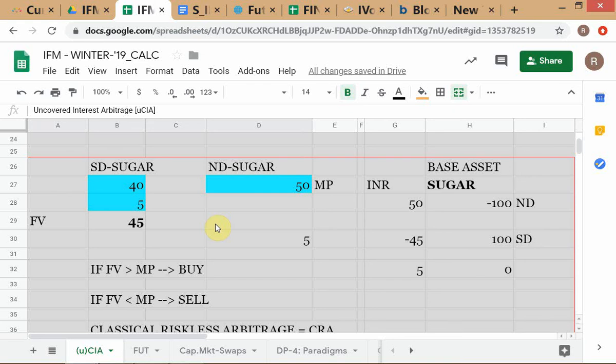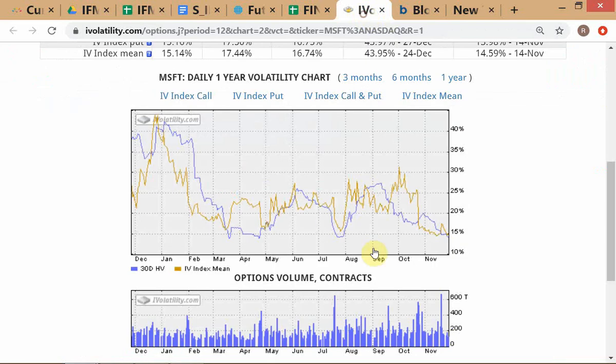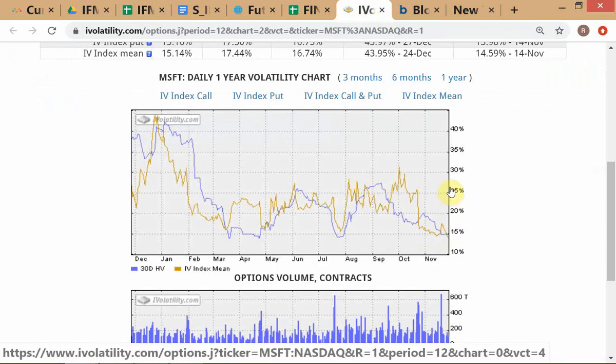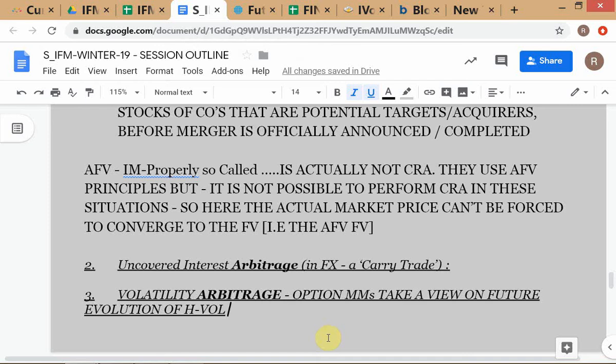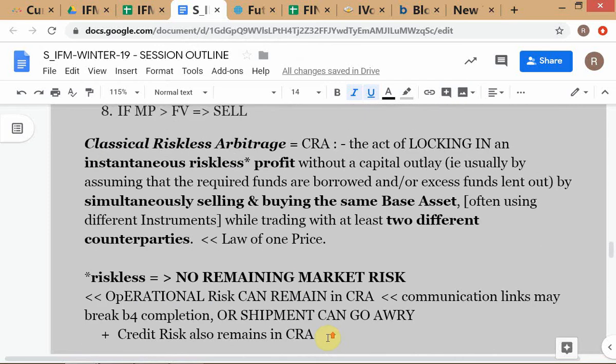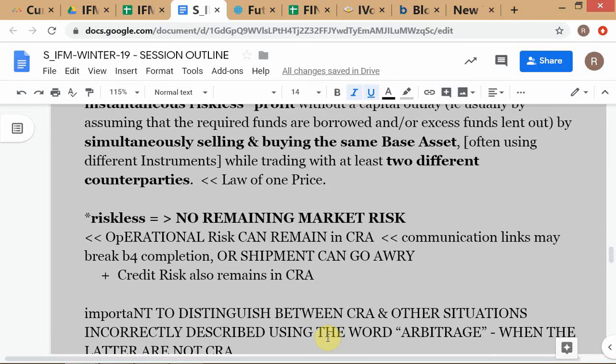Yeah. Here also profits are not locked in, because you will never know whether you may end up losing money. Because if the actual HVOL keeps on dropping and your view of 25% is just sitting there, you'll end up losing money. So therefore these are all examples of improper use of the word arbitrage. So we've learned some important terms. We've understood the fundamental approach in AFV. True AFV is always think of synthetic equivalent.